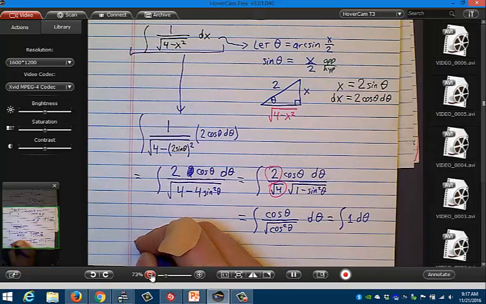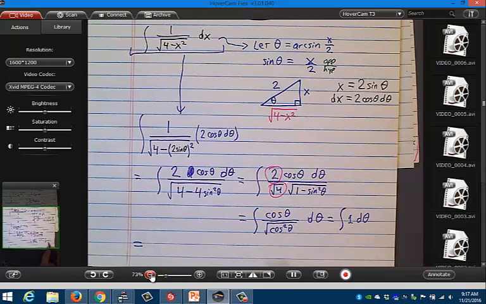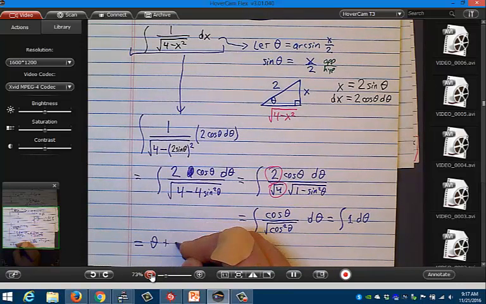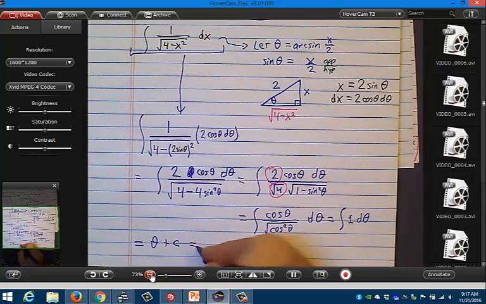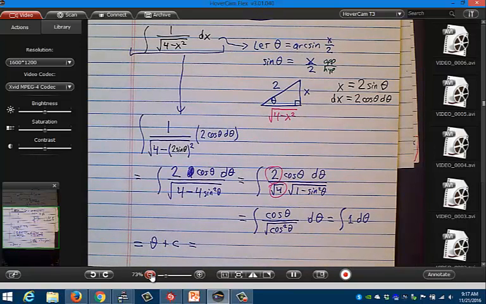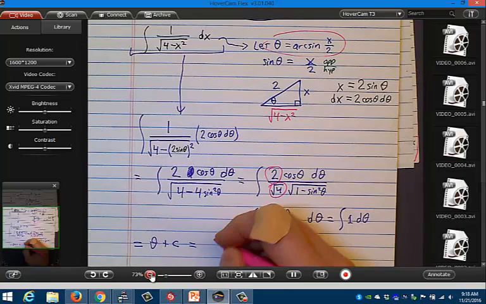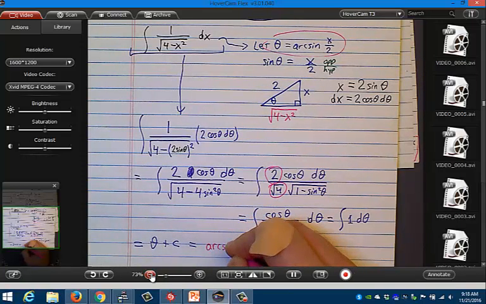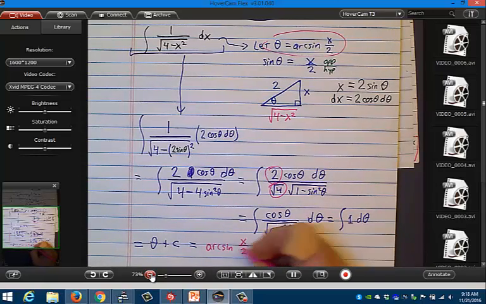X. Well, not x because it's d theta, so I get theta plus c. But what was theta? Theta was, there it is. So the final answer would be arc sine of x over 2 plus c.